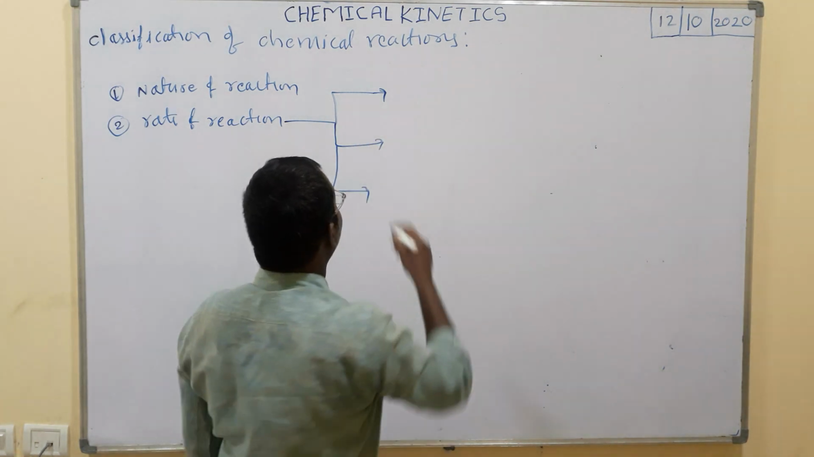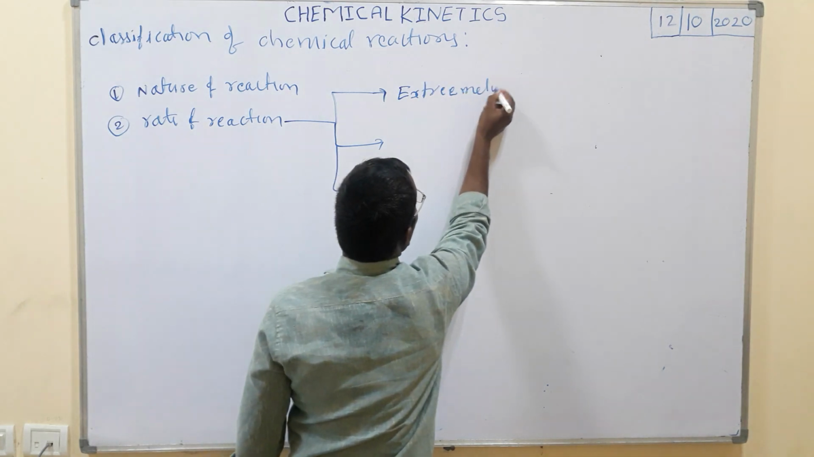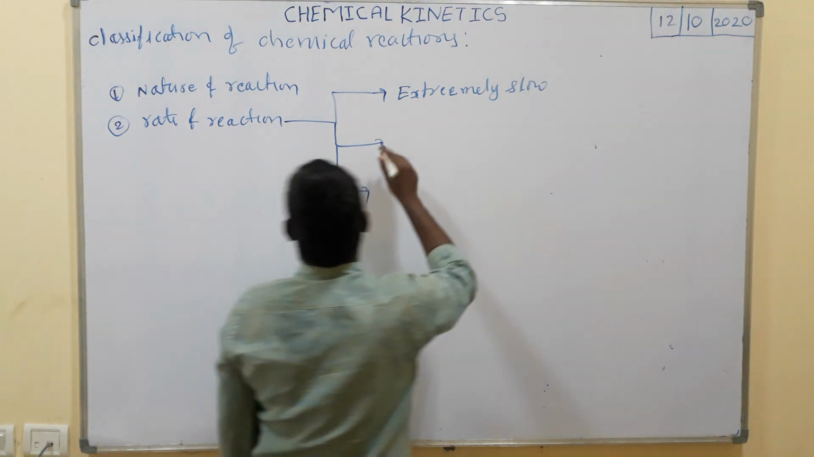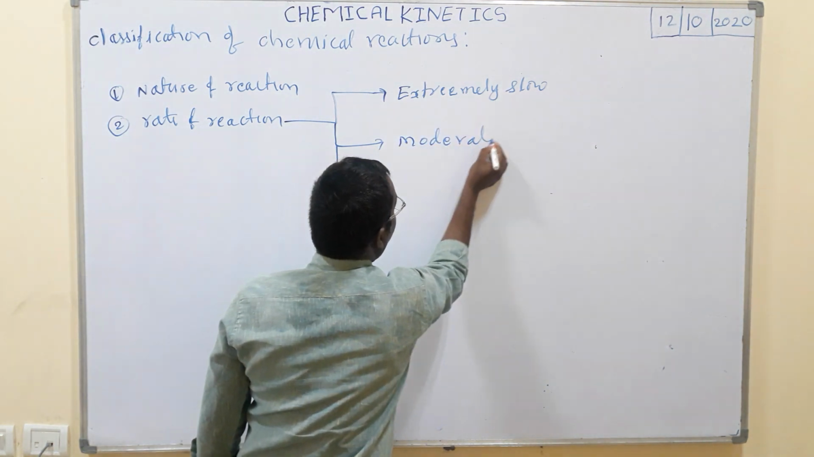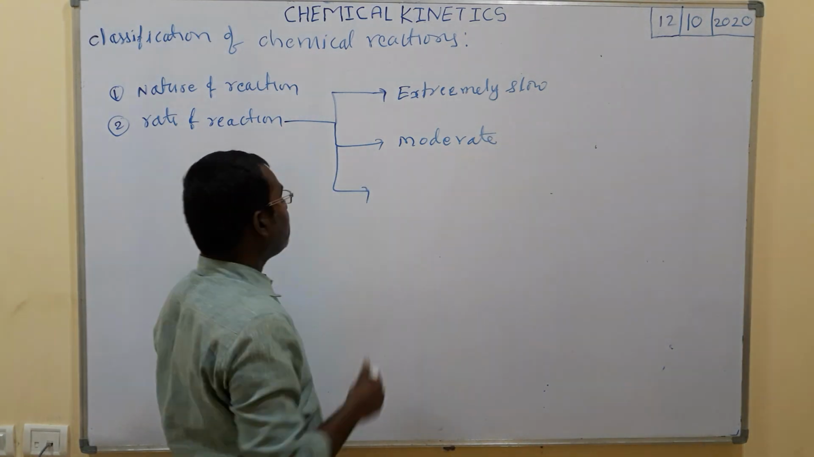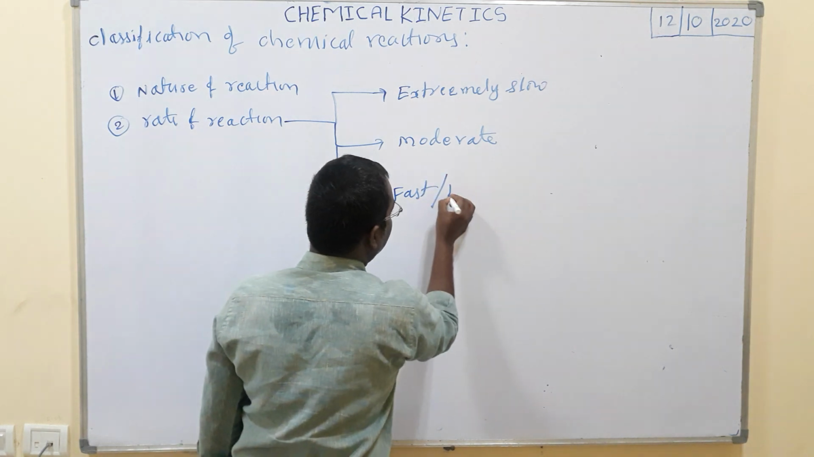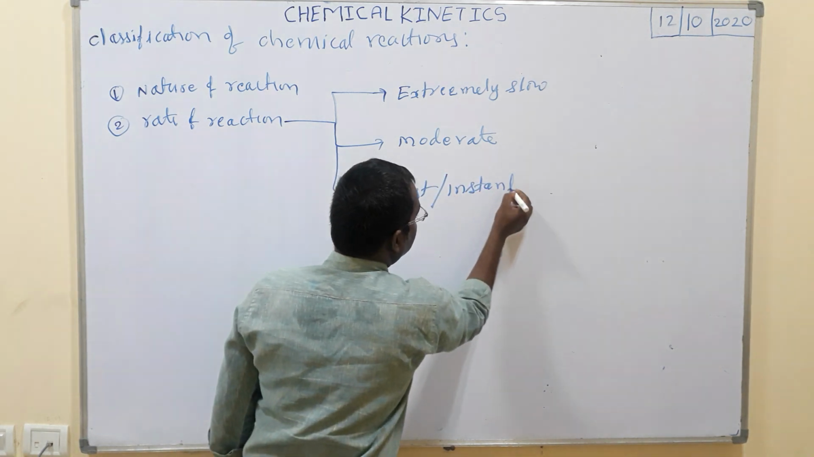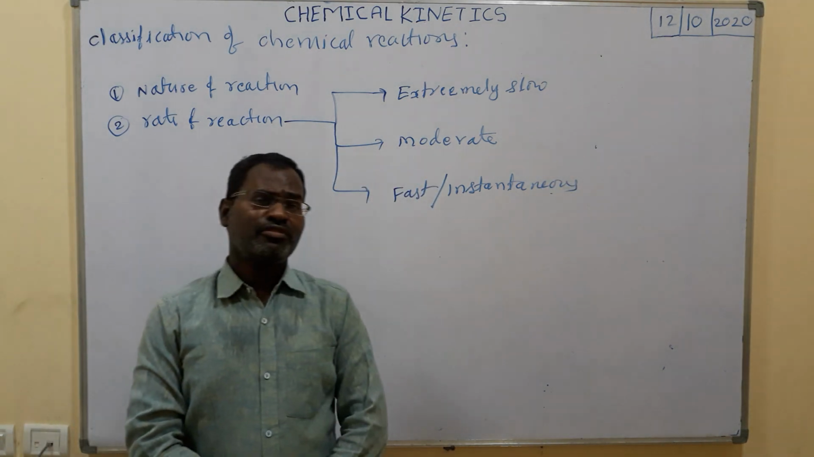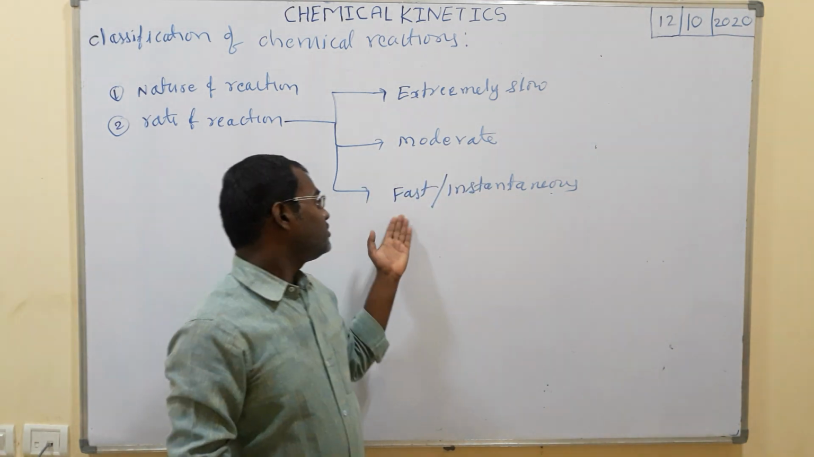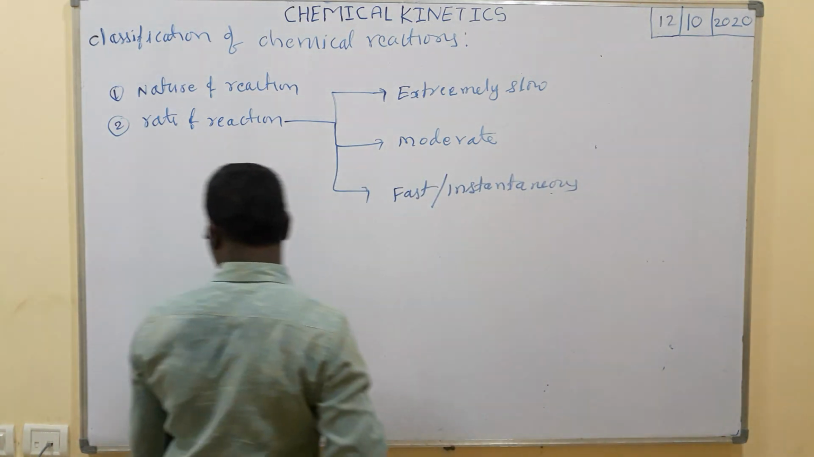One is extremely slow reactions. Second one is moderate reactions, and third one is fast reactions. Fast reactions are instantaneous reactions. Okay, extremely slow reactions, moderate reactions, and fast reactions. So the first one is extremely slow reactions.